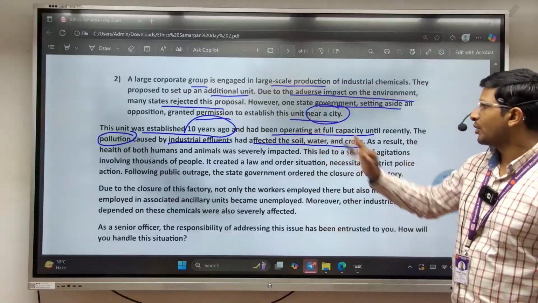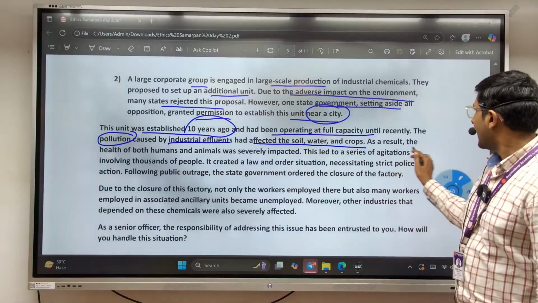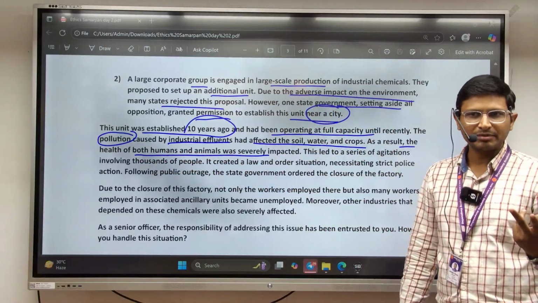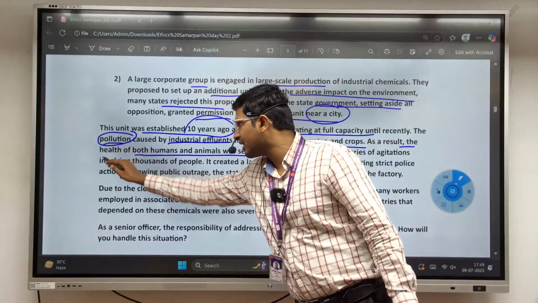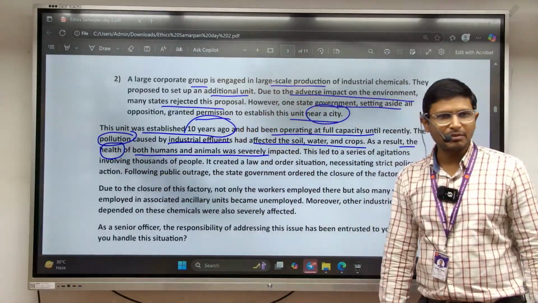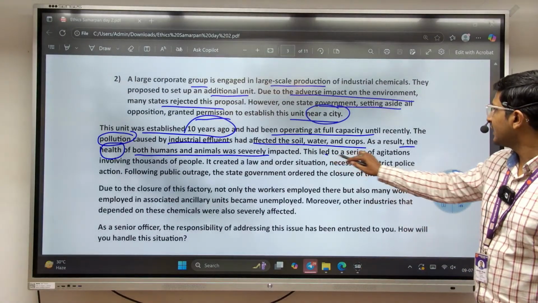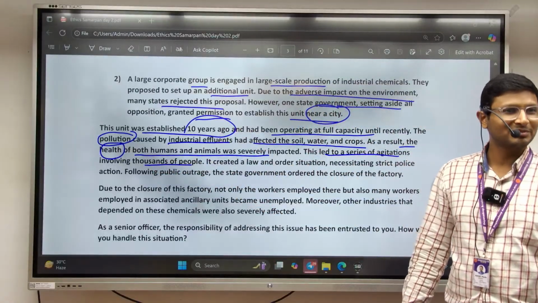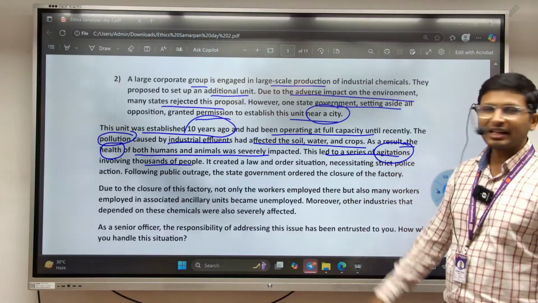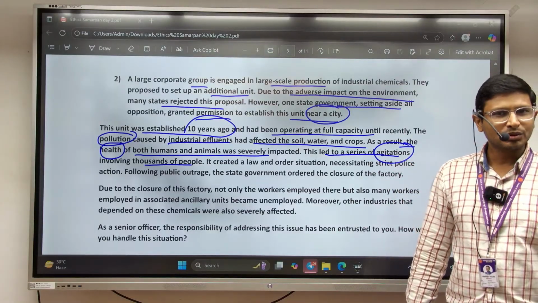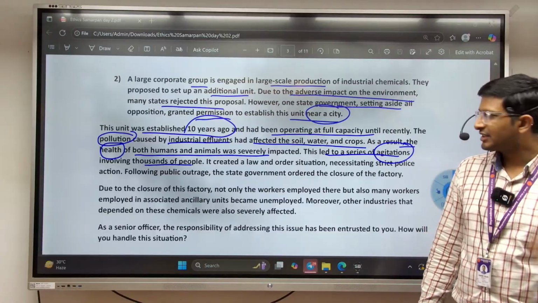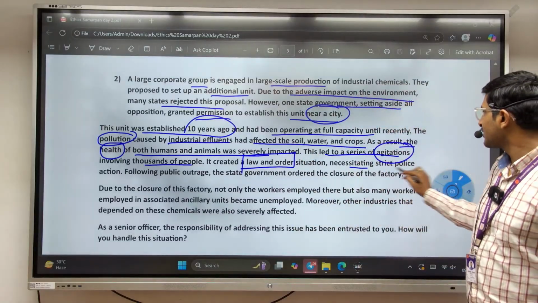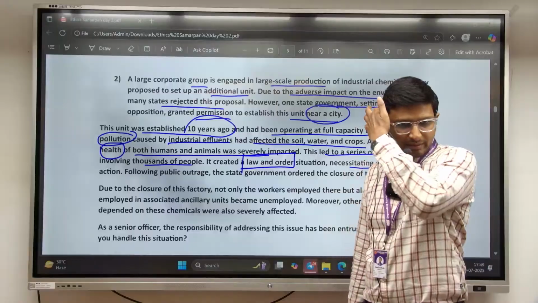ओके, सो पोल्यूशन कॉज्ड बाय द इंडस्ट्रियल अफ्लुएंट्स, एज अ रिजल्ट the health of both humans and the animals. सेकेंड प्रॉब्लम आ गया अभी, पोल्यूशन के साथ साथ अभी हेल्थ का भी इश्यू आ गया. हेल्थ ऑफ बोथ ह्यूमंस एंड एनिमल्स आर सिवियरली इंपैक्टेड. देन दिस लेड टू द सीरीज ऑफ एजिटेशंस इन्वॉल्विंग थाउजेंड्स ऑफ द पीपल. अब ये तीसरा प्रॉब्लम. ओके, एजिटेशंस भी हो रहे. मैंने कहा था ना, जितने ज्यादा प्रॉब्लम्स निकालोगे उतने ज्यादा सॉल्यूशंस दे पाओगे. एजिटेशन स्टार्टेड, created a law and order situation necessitating strict police action. अब police action भी हो रही है.